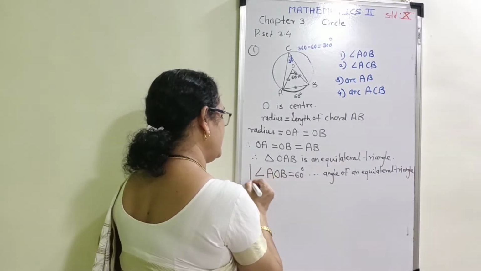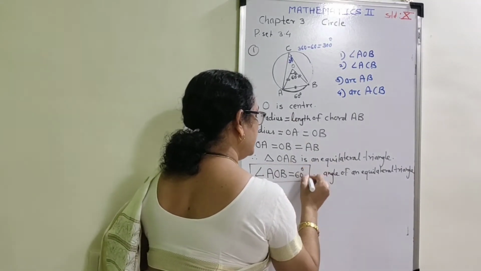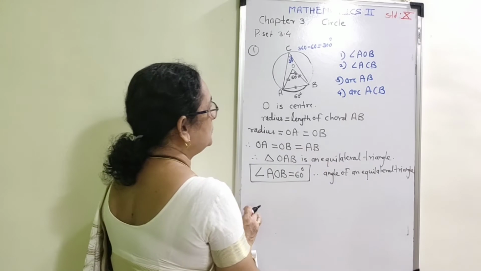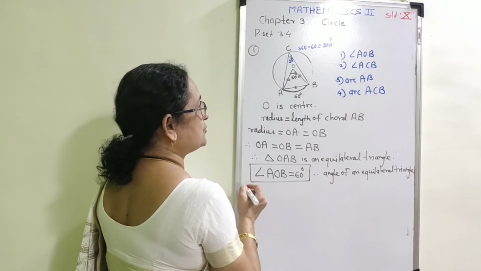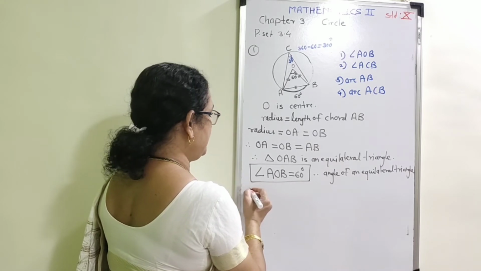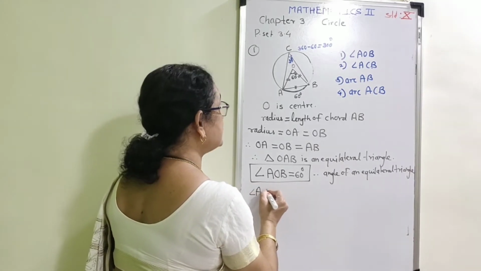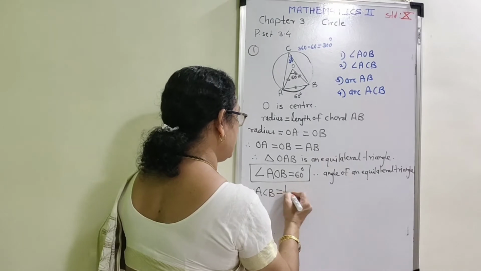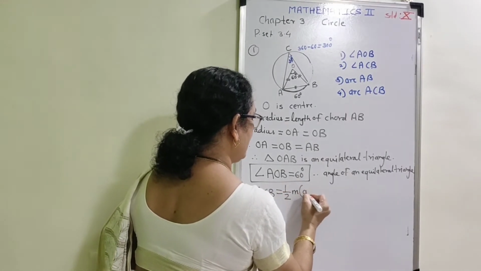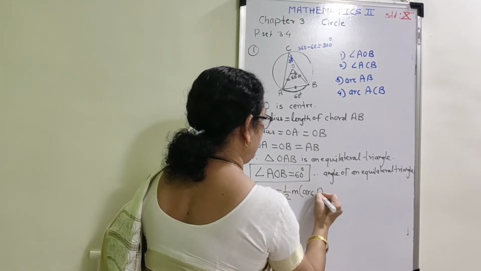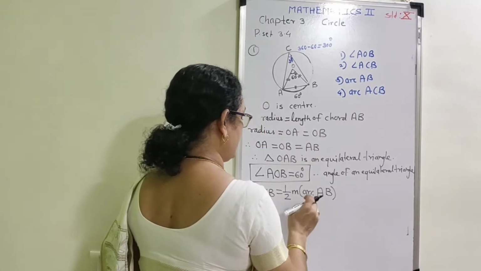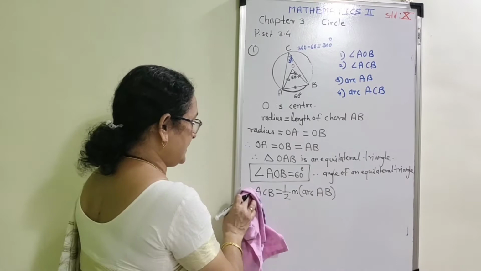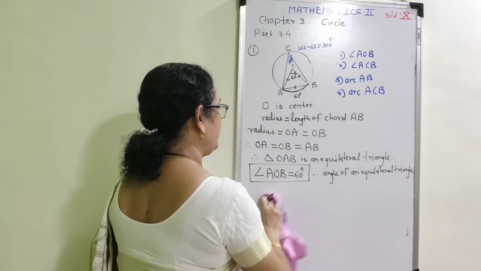Therefore here we have found the first measure. Now the second thing: you are going to prove that angle ACB is exactly half of measure of arc AB. Here, first of all, find out measure of arc AB. I am going to write that step first of all.